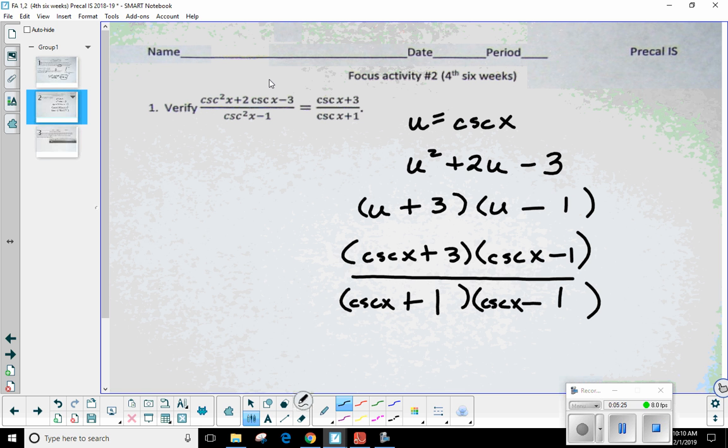So factoring was a great way to verify this equation because what happens? You get common factors here that cancel, and so you're left with what you wanted to show on the right side. How many people had that completed before we started? Okay, good. Did anybody do anything different? No? Okay, good.